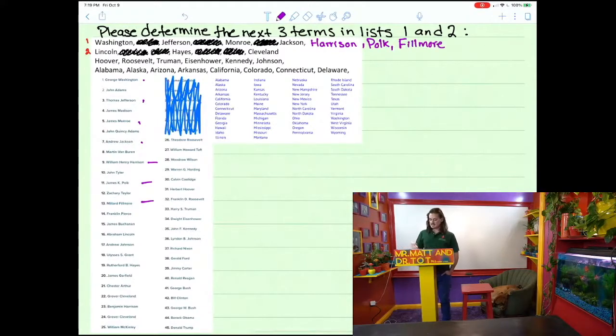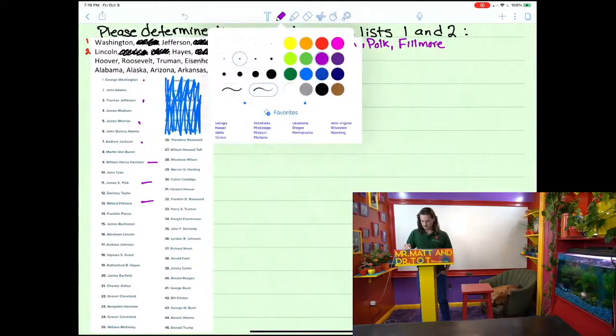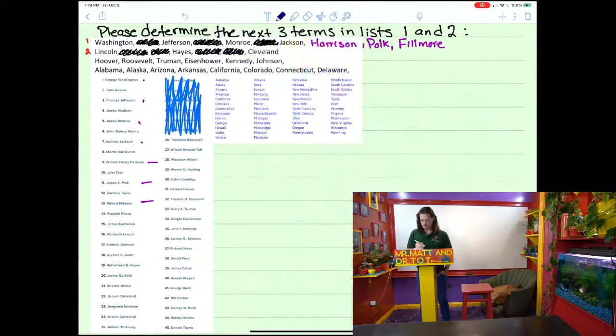In the second list, now we would have Lincoln. Let me do this in another color. Do green. So now we're going to have Lincoln, Hayes, Cleveland. So you can see that we're skipping two presidents every time. So the next one would be McKinley.